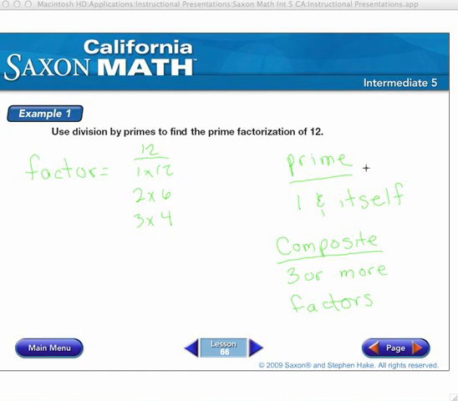In lesson 65, we talked about prime and composite numbers. A prime number has only 2 factors, number 1 and itself, whatever it is. A prime number will always be odd, but not every odd number is prime, so be careful about that. A composite number has 3 or more factors. And remember, 1 is not prime or composite. It is just itself. So let's talk about what division of primes is, but first let's talk about prime factorization.